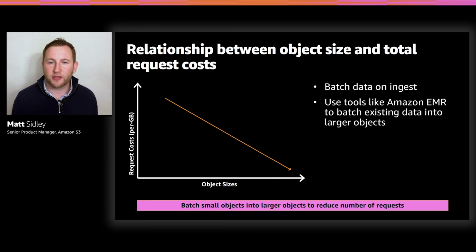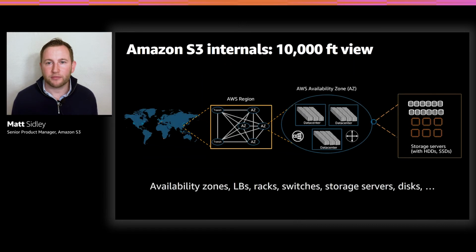If you're using AWS tools like Amazon Kinesis Firehose, you can set the thresholds within the service to batch objects before uploading to S3. If you have existing small objects in S3, you can use services like Amazon EMR to combine small objects into larger objects.